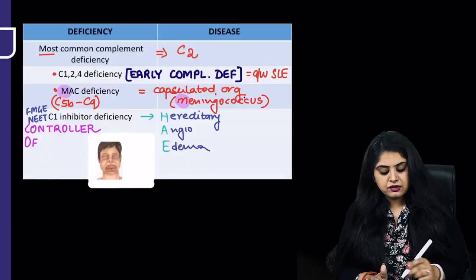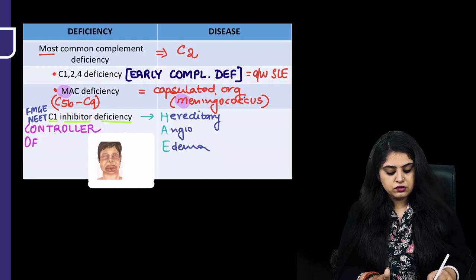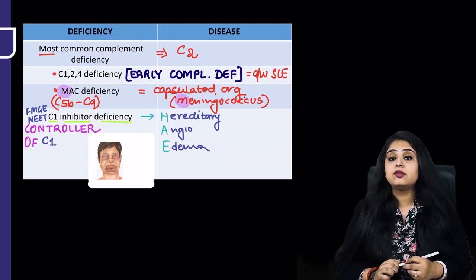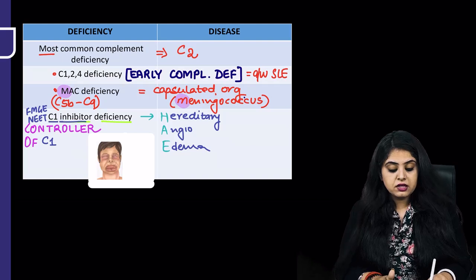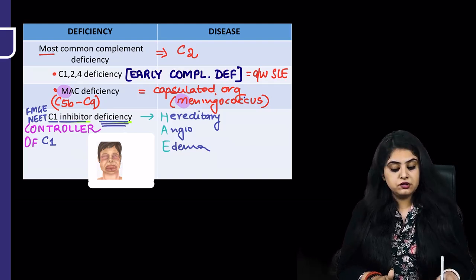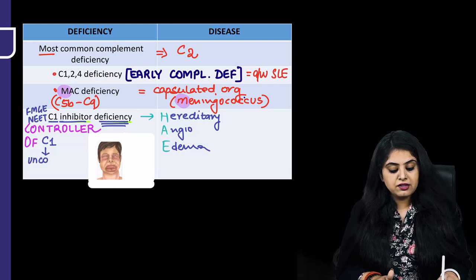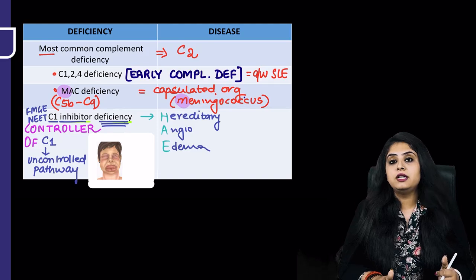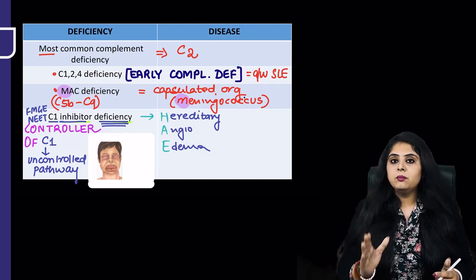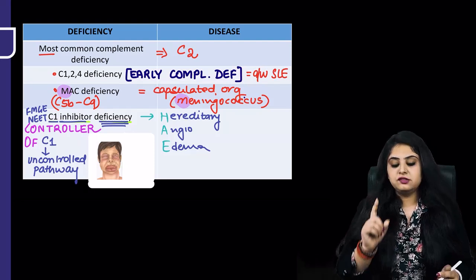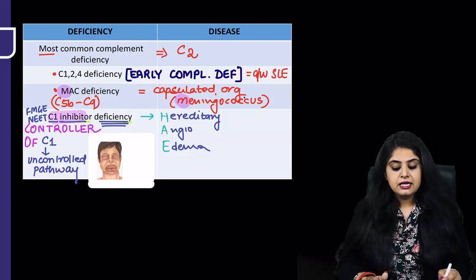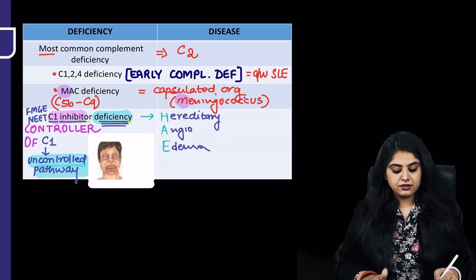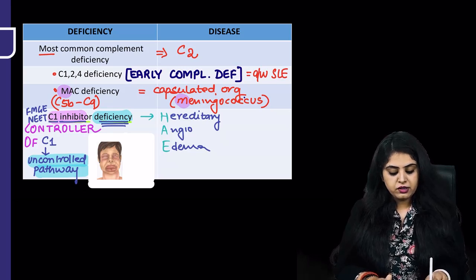Just imagine if someone has C1 inhibitor deficiency. C1 inhibitor was the controller of C1. Someone does not have that controller. This means now the pathway has no control. There is going to be an uncontrolled pathway, and that is why the patient is having a lot of edema. So remember, take home message: normally who controls and stops this pathway? C1 inhibitor. But if C1 inhibitor goes deficient, then the pathway will become uncontrolled, and that is why you can see there is edema.